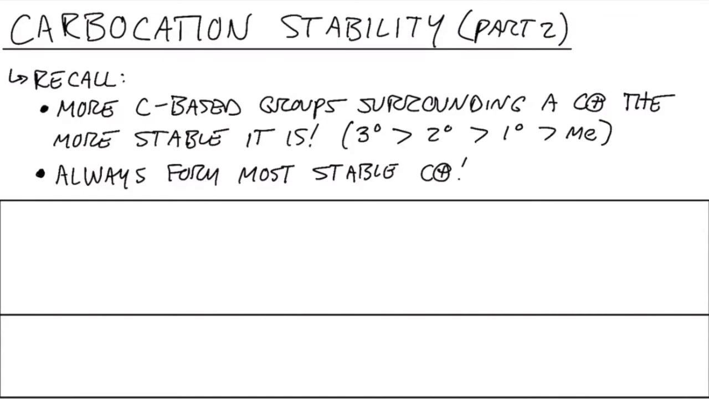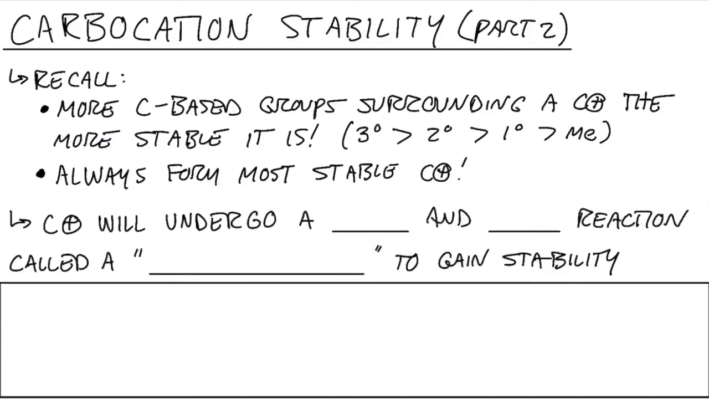And again, these primary and methyl ones you just will not see. So don't count on them showing up in any answers to anything that we're going to do this semester. We also learned that we always have to form the most stable carbocation. If you have a choice between a secondary and a primary carbocation, you have to pick the most stable one that has more carbon-based groups around it. So that's what we talked about last time.